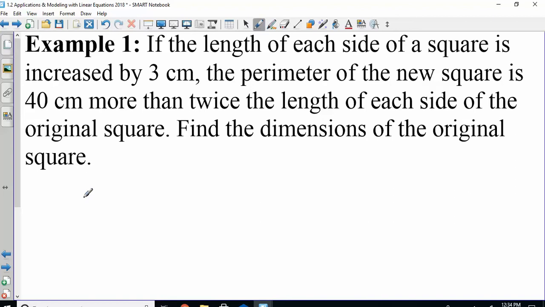So the first thing I'm going to tell you is we are only going to read a sentence at a time and figure out what that means. So the length of each side of a square. Let's even just stop right there. What should I do? Draw a square. We know a square means every side is the same, right? Let's have a square. The length of each side is increased by 3 centimeters. So what did I do to my square? Made it bigger. Let's draw a second square. That's bigger.